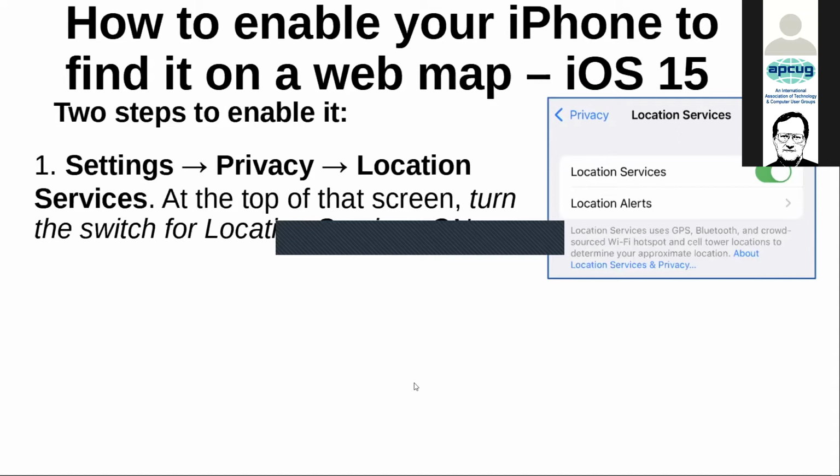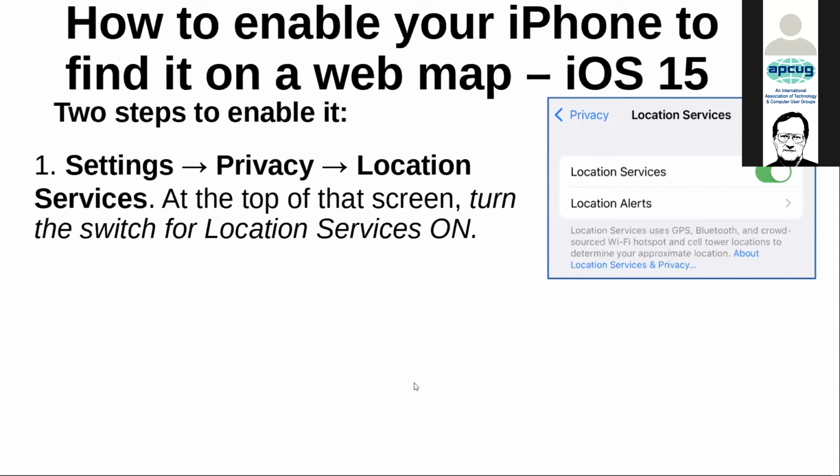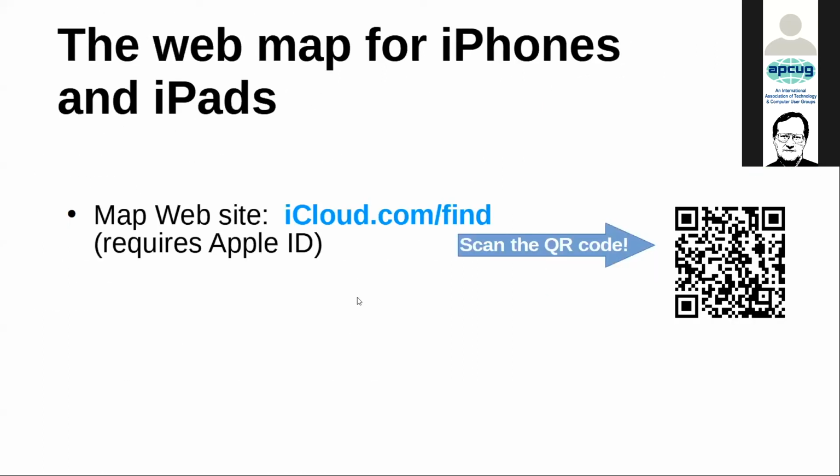Like Android, there are two steps in settings to prepare your phone to be found. The first step is go to the Settings app, tap on the Privacy heading in the main screen of the Settings app, and then in the Privacy screen, tap on Location Services. At the very top of the Location Services screen, there is a switch to turn on Location Services. Turn that switch on. Okay. Oops, I went too far.